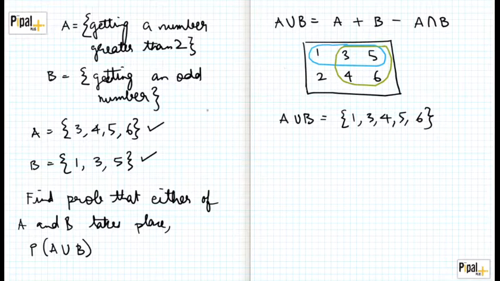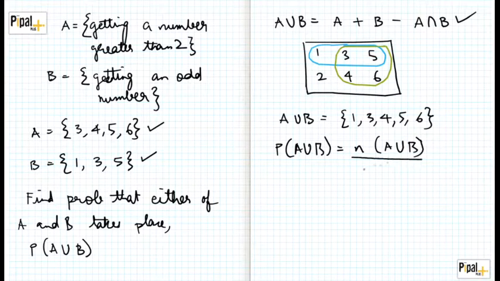So you recall that we can solve such problems of A union B using either Venn diagrams, or we can use these formulae, right? Now the probability of A union B is going to be the number of elements in A union B divided by the number of elements in the sample space. So the number of elements in A union B is 5, and the number of elements in the sample space is 6. So the probability of either A or B happening is 5 upon 6.